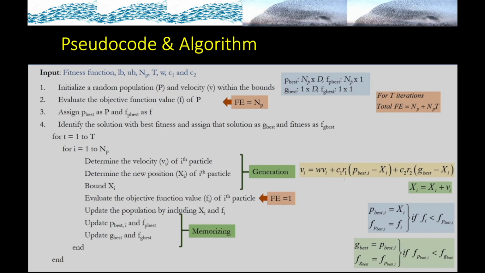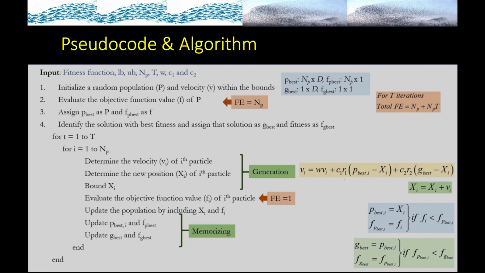We need to define the inertia constant W. We need to define the acceleration constants C1 and C2. This is the overall functional definition, or functional requirements, for identifying the variables and constants of the PSO algorithm. Then we can start running the algorithm.